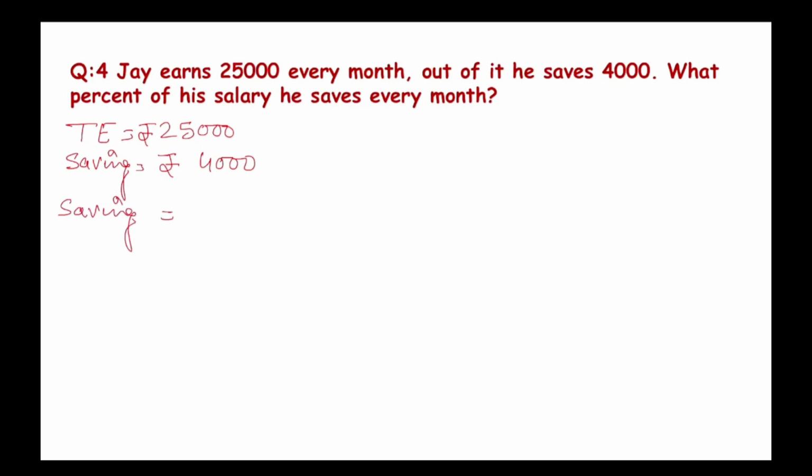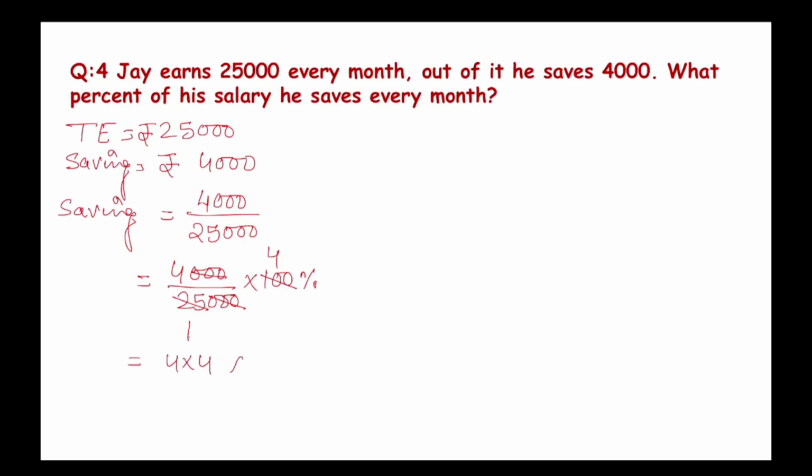So what fraction does he save? 4,000 over 25,000. Now I have got the fraction, and I know how to write the percent for a given fraction. So 4,000 over 25,000 times 100%. Now the zeros will cancel. 25 times 4 is 100, and 4 times 4 is 16, and this percent. So total 16% of his salary he saves every month.